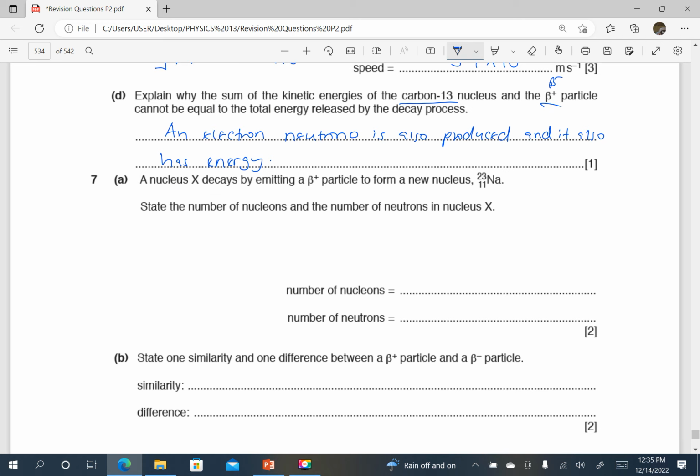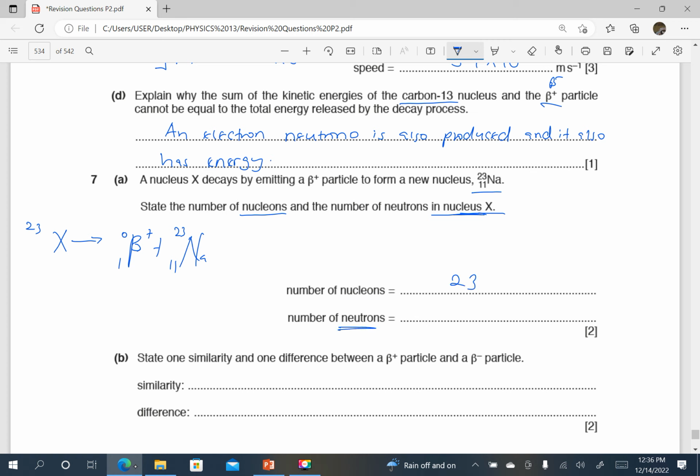A nucleus X decays by emitting a beta plus particle to form a new nucleus, that is sodium 23 11. State the number of nucleons and number of neutrons in X. So X is the one decaying by emitting a beta plus. Remember this is 0, 1 plus sodium, Na 23 11. So we try to balance. Nucleon number here is 23. So nucleon number of X is going to be 23.